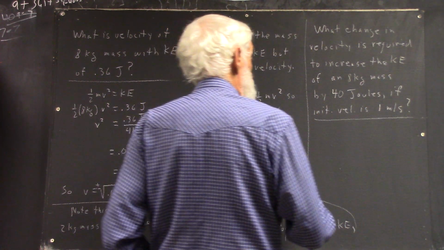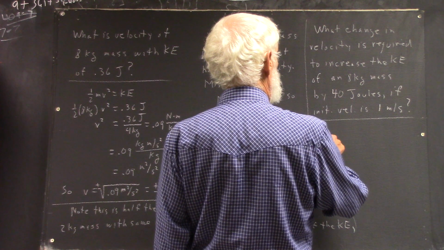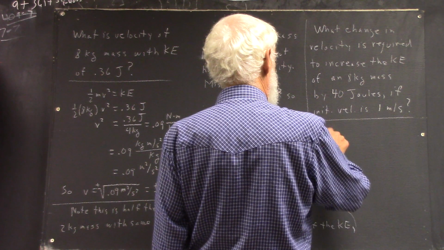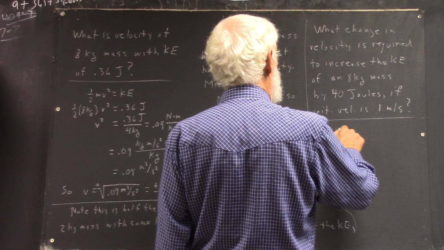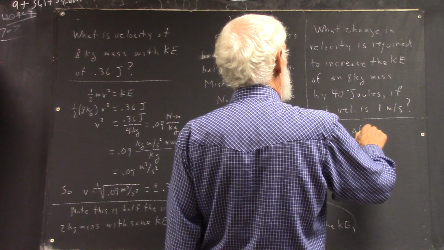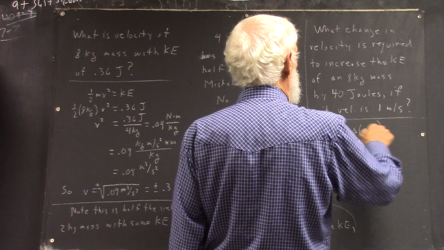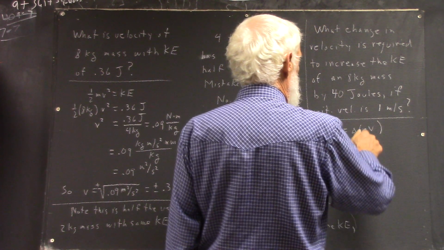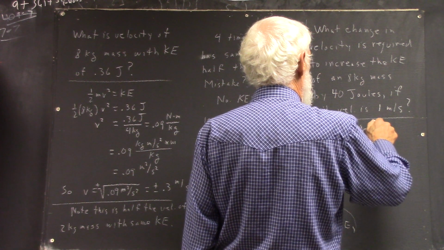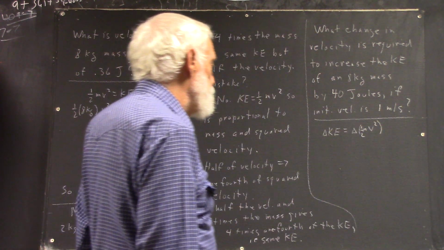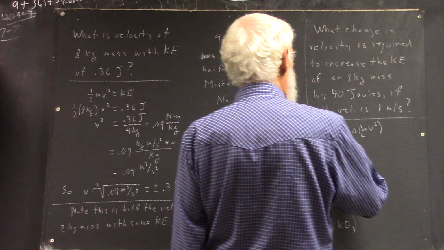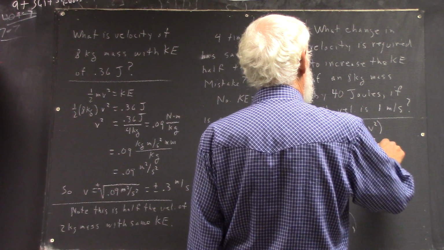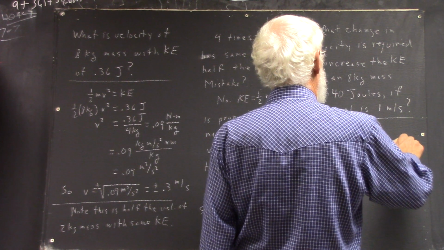Well, we know the change in kinetic energy is equal to the change in 1/2 mv squared. Okay? And that equals 1/2 m vf squared minus 1/2 m vi squared.